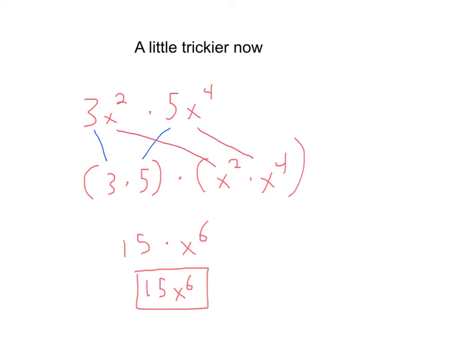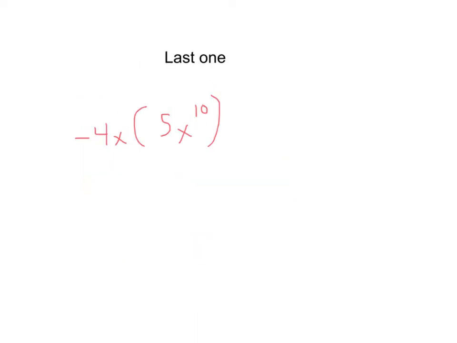There you go. And here's the last one we need to go over. Hit pause and see what you can do with this. There we go, kind of the same as before. It's sort of like the distributive property, but we get that negative 4 times the 5 to get a negative 20, and we know that x to the 1st, remember there's a 1 there, times x to the 10th gives us x to the 11th.